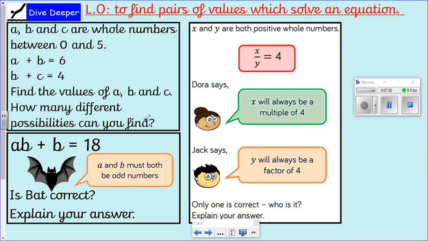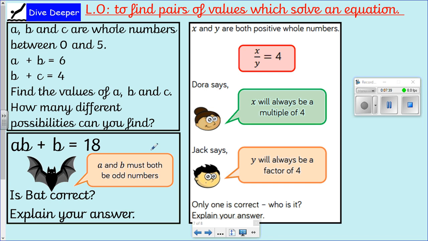Okay. Work systematically. Right, good old BAT is back. So, BAT says A and B must both be odd numbers. So he's got A times by B, add B equals 18. Is BAT correct? Explain your answer.